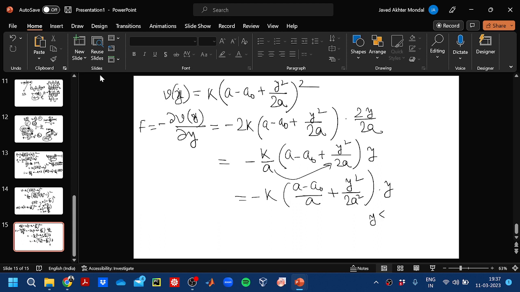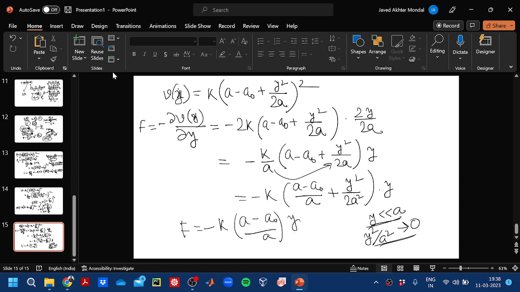Now if y is very small compared to a, then this y square by a square term we can treat as 0, because already y is very small compared to a, and if we square it, then it will be even smaller. That is why we can treat this term as 0. And if we consider this, then our fourth equation will be minus k into (a minus a0) by a into y. So this is our fourth equation.